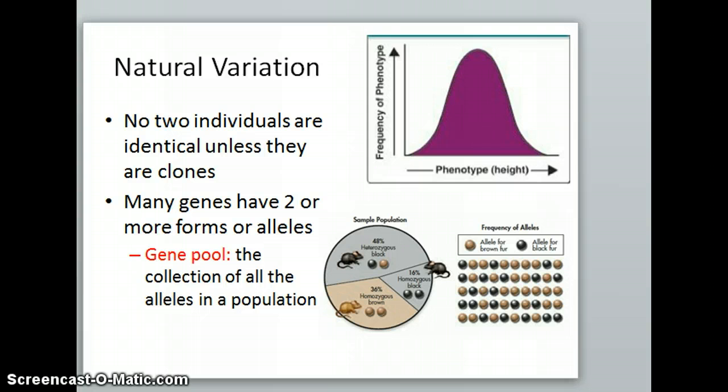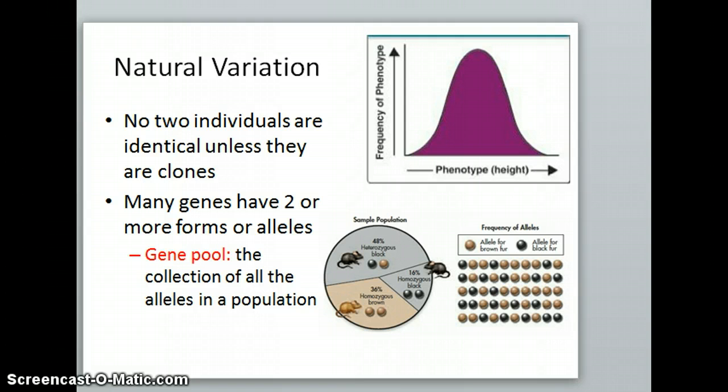Looking at a population, and remember from ecology that a population is a group of organisms of the same species that live in the same area and reproduce together. So, looking at a population, all of the alleles in that population are collectively called the gene pool.